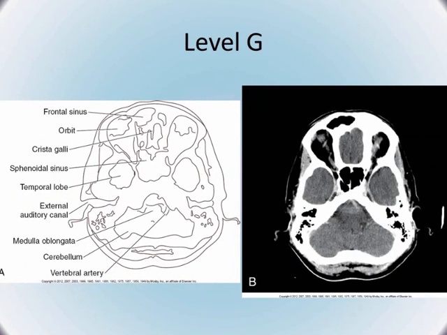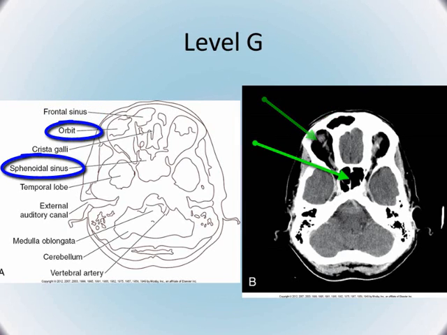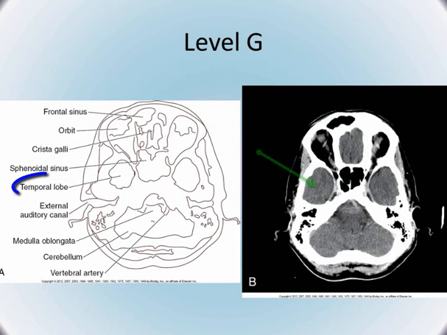Level G, the frontal sinus again, but we're seeing more of it, so it's a larger area, but still in black. The orbit, the sphenoid sinus, which we know is posterior to the frontal sinus, the temporal lobe, the external auditory canal, the medulla. Notice we've gone inferiorly enough where we've left the pons and we've moved into the medulla. The cerebellum.